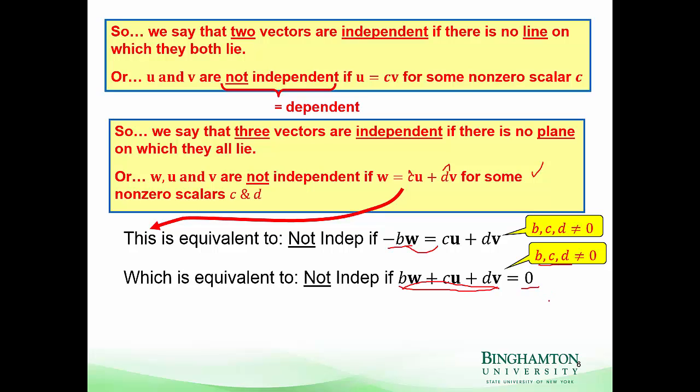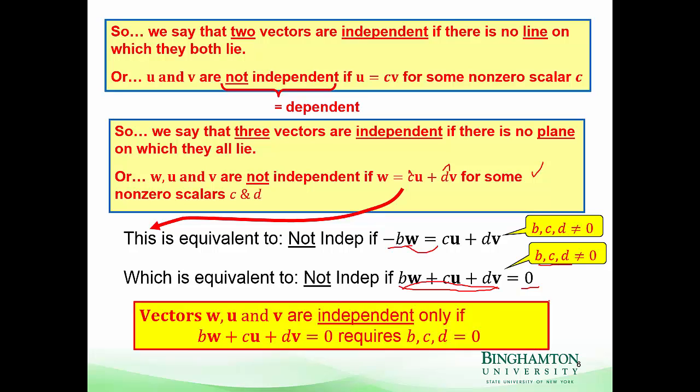So that's equivalent to saying that I can write any one of them in terms of the other two. And the advantage of doing it this way is that I don't have to commit to saying this is the one I'm going to write in terms of the other two. And it also nicely generalizes to any number of vectors.